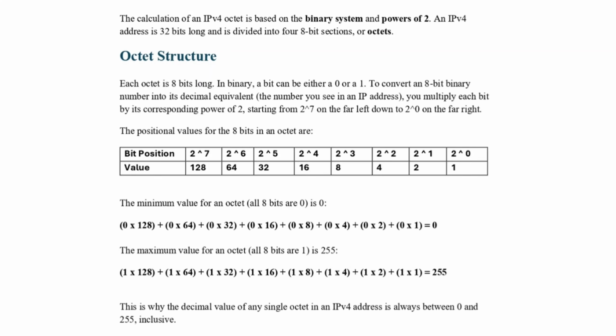The topic is octet structure in IPv4 and how to convert a decimal octet to binary and a binary octet to decimal. The calculation of an IPv4 octet is based on the binary system and powers of 2. An IPv4 address is 32 bits long and is divided into 4 8-bit sections, or octets.